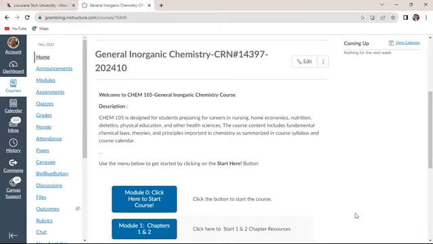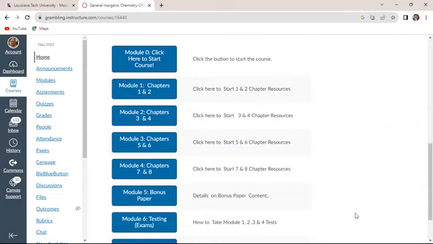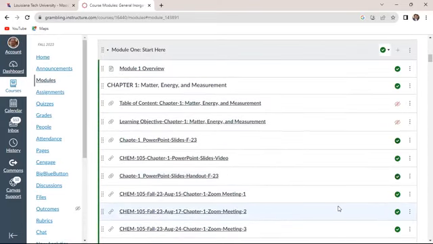Yeah. Okay, what you need to be doing is go to module 1, chapters 1 and 2. I'm going to click on that. So you will be directed to module 1 here. So if you go down, you can look at Zoom meeting 1, first day, second day, and third day Zoom meetings.